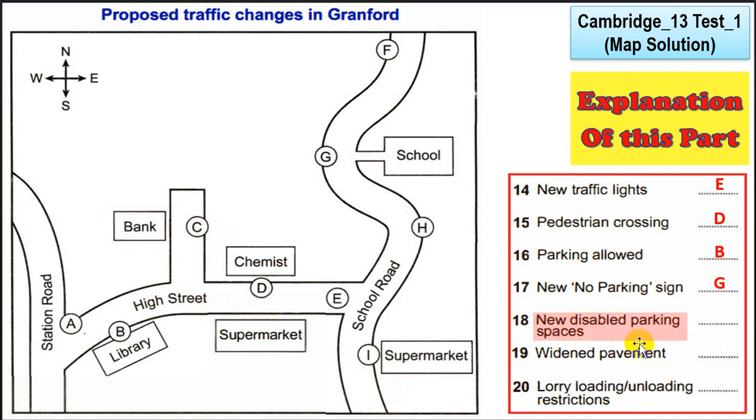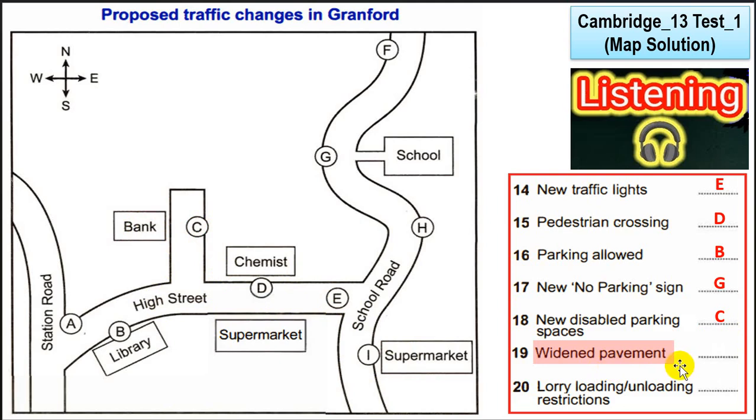Although, at present, they have a parking place outside the supermarket, where lorries also use this space. But they have got 2 new disabled parking spaces on the side road towards the bank. It's not ideal, but better than the place outside the supermarket. So, the position of the new disabled parking space will be C. Now we will search for widened pavement.